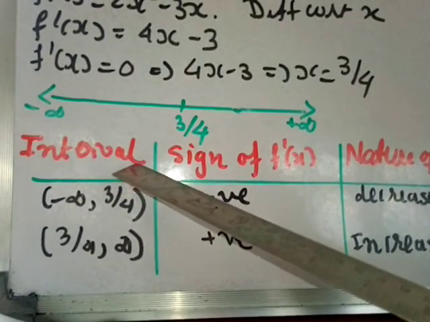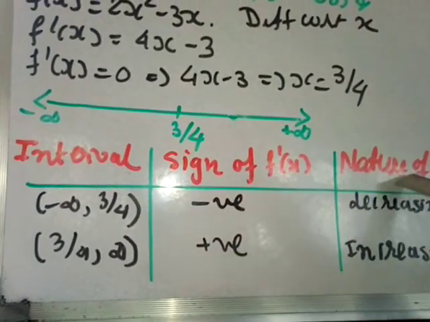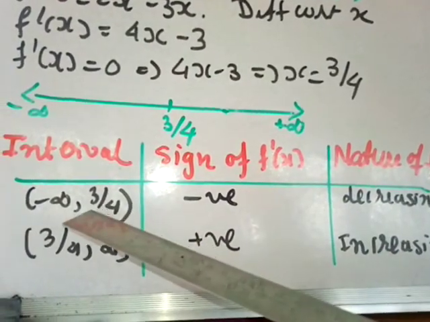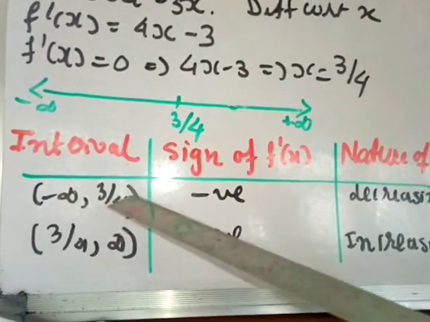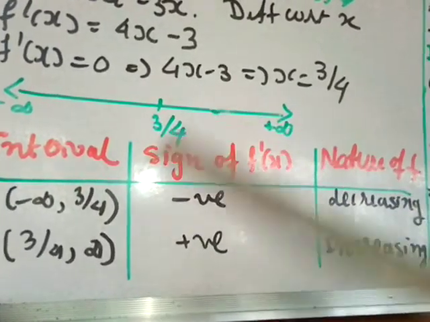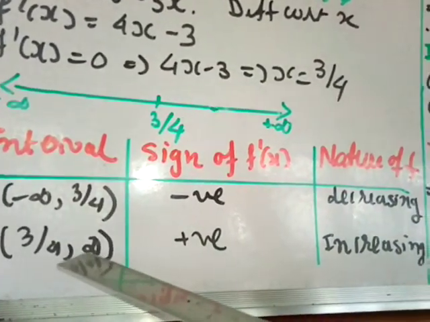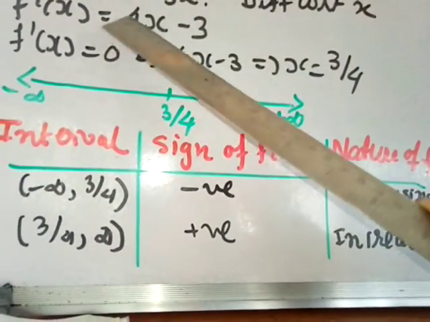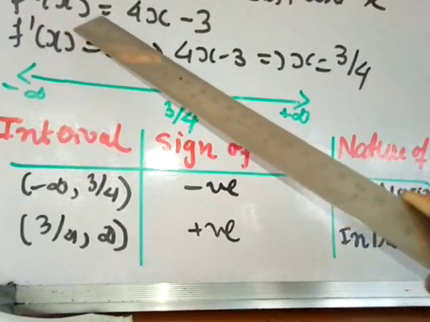So I have to write interval, sign of f dash x, nature of f. And here the sign of f dash x, when I take a negative value in this interval, the answer is negative, so it is a decreasing function. Now I'll take a value on this side, that is 3 by 4 to infinity. So I'll take some positive number here. So let us take 1. If you take 1 in this, you have to check the sign of f dash x. So you take 1.